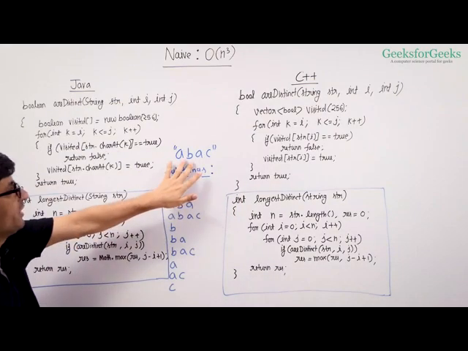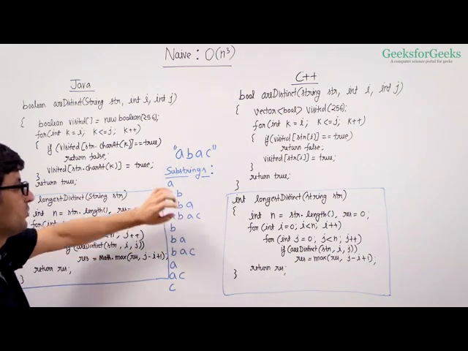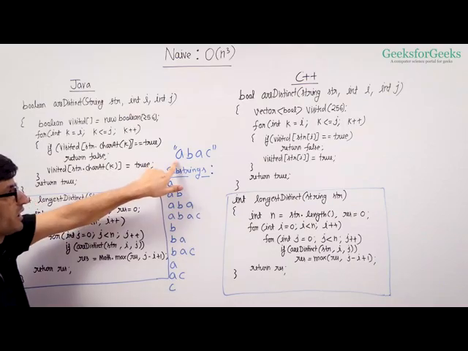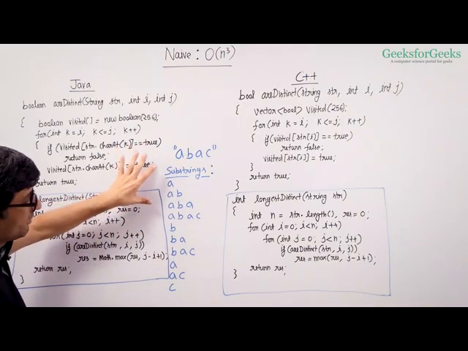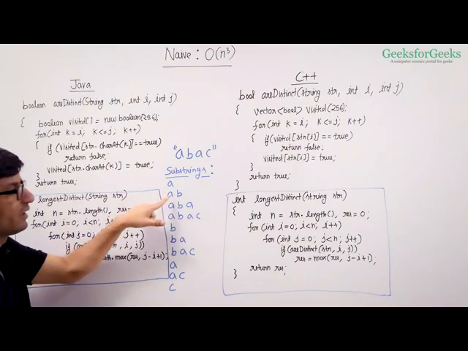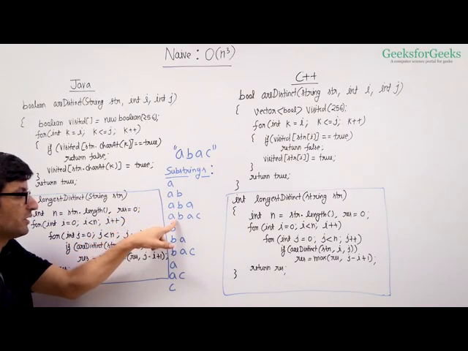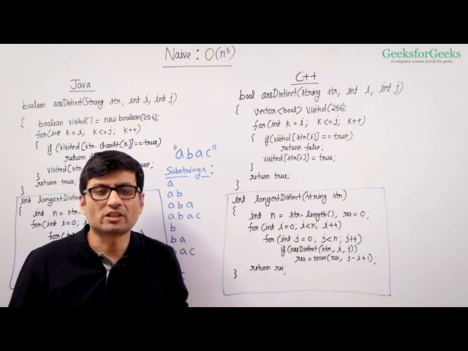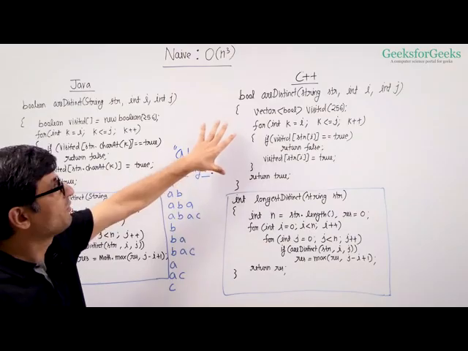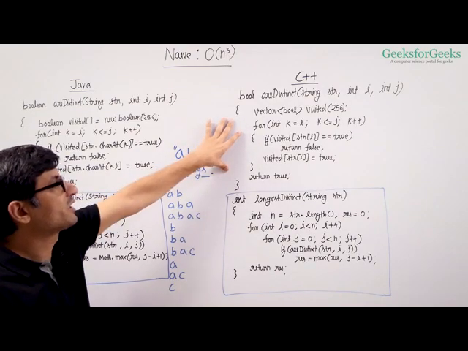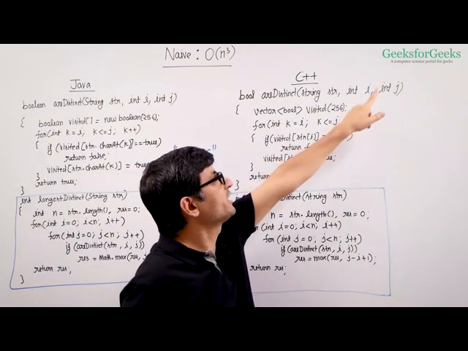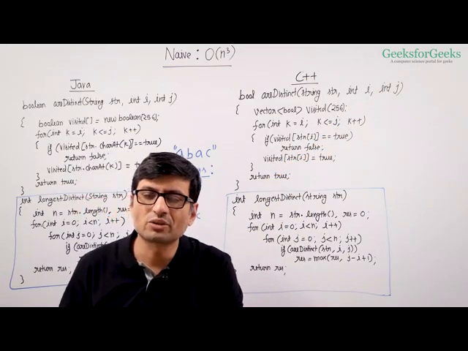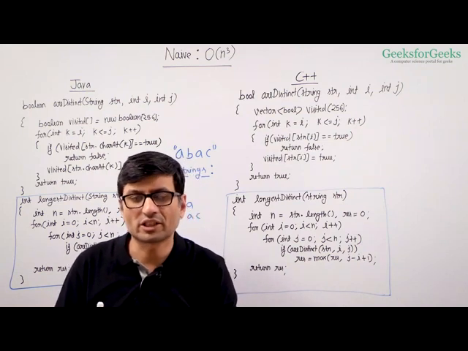Let's say we have this string ABAC. What we do is we consider all substrings of the string. First we consider all substrings that begin with A. The substrings beginning with A are A, AB, ABA and ABAC. For every substring, we check if it has distinct characters or not. For checking, we have written a separate function areDistinct that takes a starting index i and an ending index j, and it checks whether the string from index i to index j has all distinct characters or not.